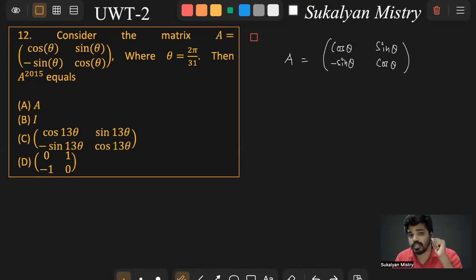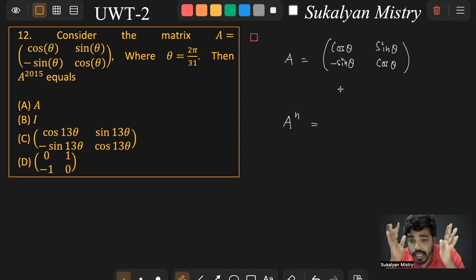If a matrix is an orthogonal matrix, right, suppose A is an orthogonal matrix, then A to the power n will just have n multiplied with theta. Understood? That is, A to the power n will be cos n theta, sin n theta, minus sin n theta, cos n theta, if and only if the matrix is an orthogonal matrix. Here A is an orthogonal matrix. Suppose this matrix I denote by a theta, a theta to the power n. So then a n theta.